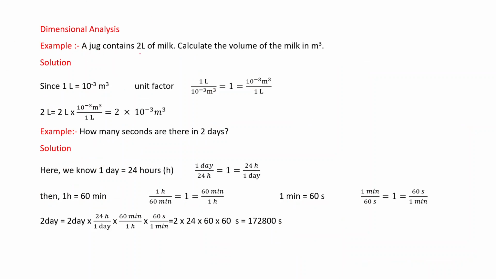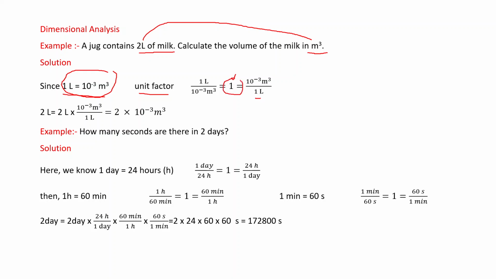See one more example. A jug contains 2 liters of milk. Calculate the volume of the milk in meter cube. In a very simple way, we have to convert liter into meter cube. Now, what is the relationship between liter and meter cube? As we know, 1 liter is equal to 10 to the power minus 3 meter cube. From this relationship, we can find the unit factor. That is, 1 liter divided by 10 to the power minus 3 meter cube is equal to 1. In the same way, 10 to the power minus 3 meter cube divided by 1 liter is also equal to 1.